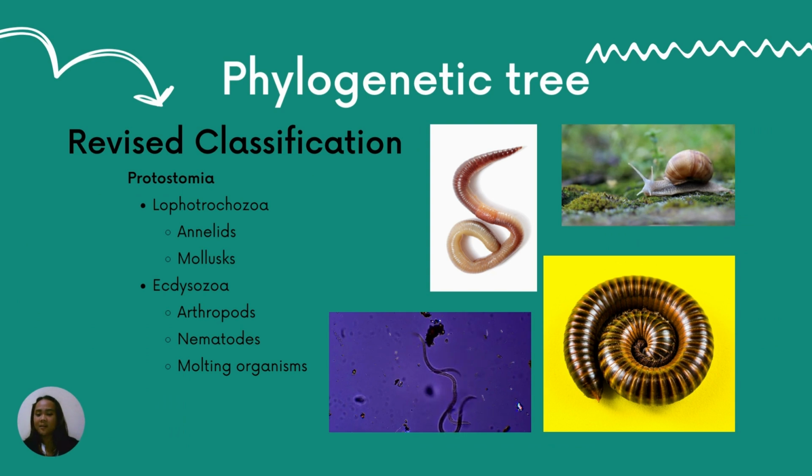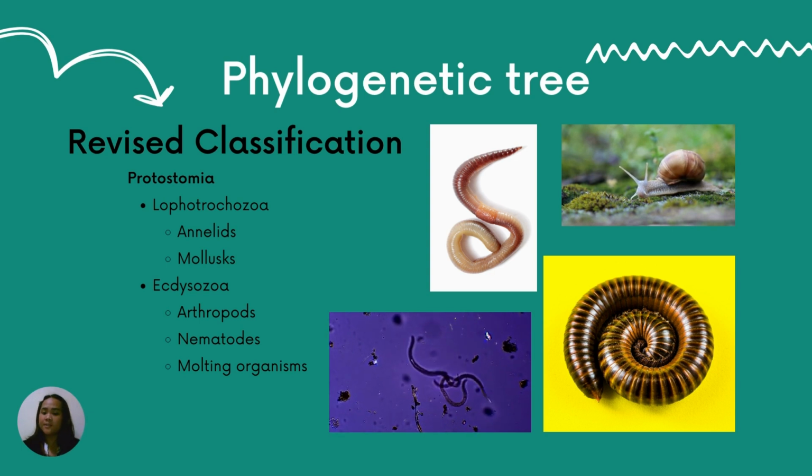However, molecular taxonomy has led to a revised classification with Deuterostomia remaining as a taxon and Protostomia now divided into two other groups, namely Lophotrochozoa, including your annelids and mollusks, and Ecdysozoa, including your arthropods, nematodes, and other molting organisms.